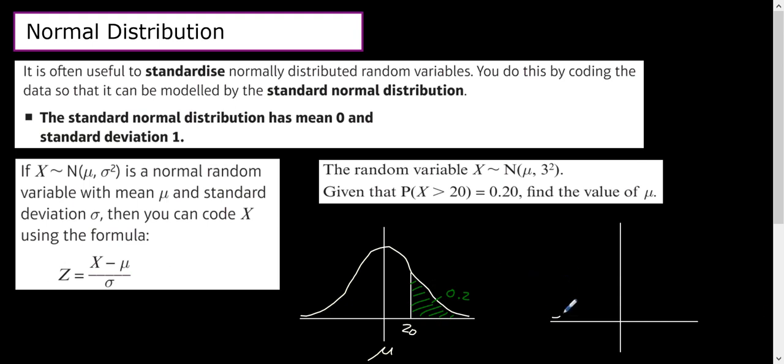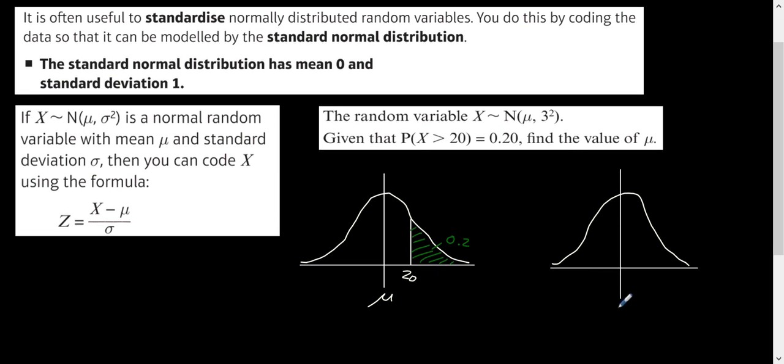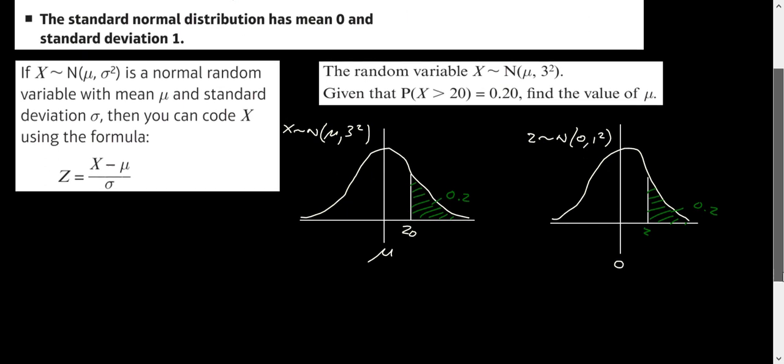So that's all that I know about this distribution. So I'm going to draw the same distribution, or another distribution. This time, it's going to have the mean of 0. So this is our x distribution. This is our z distribution. And what I'm looking to do is to find a z value that gives me exactly the same area to the right, 0.2. Once I've got that z value, I'm going to substitute into this conversion formula, and hey presto, I'm going to have my mean.